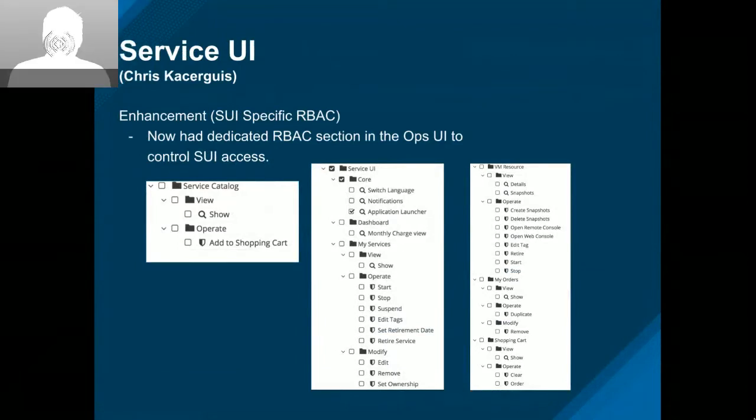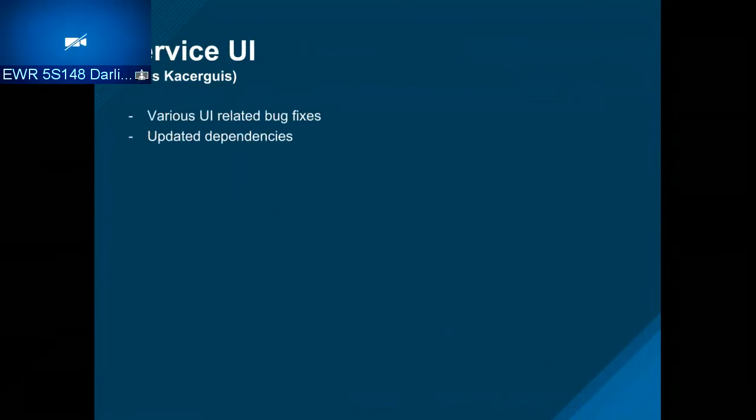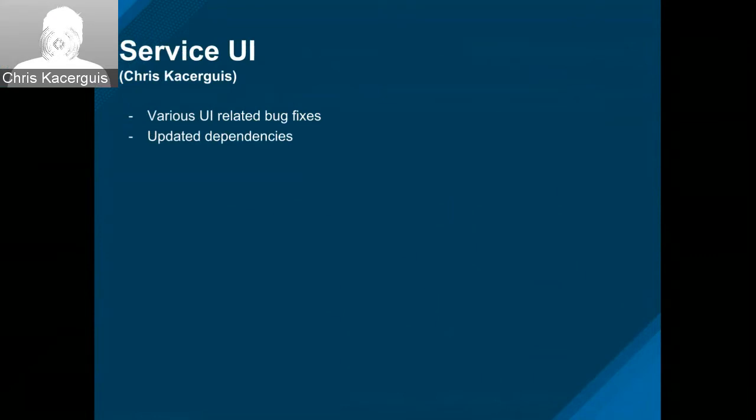The other big addition is we've broken out the RBAC into a SUI-specific RBAC. So now you'll have a lot finer grained control over the RBAC within the service UI, and it makes it a little more clear for people to find what you're looking for. And of course, we've had a huge amount of various UI-related bug fixes, and we've done our normal dependency updates. Okay, that is it for the service UI.